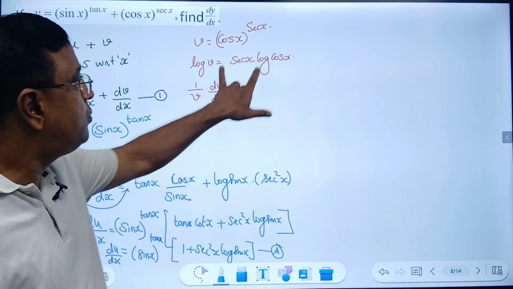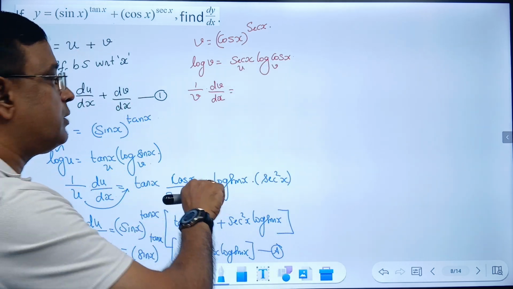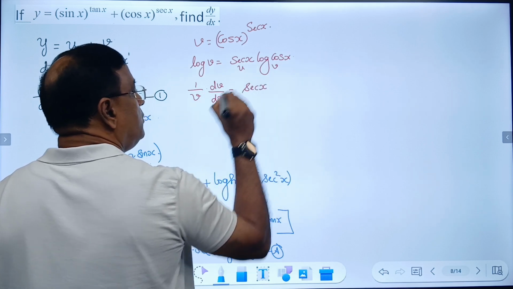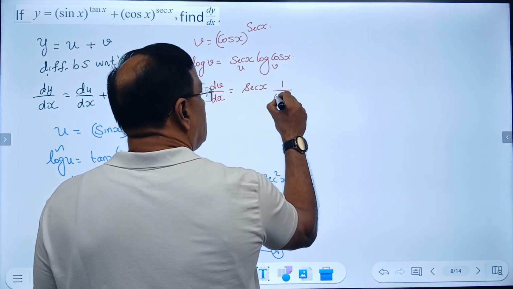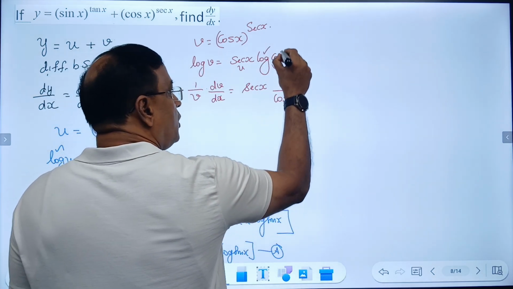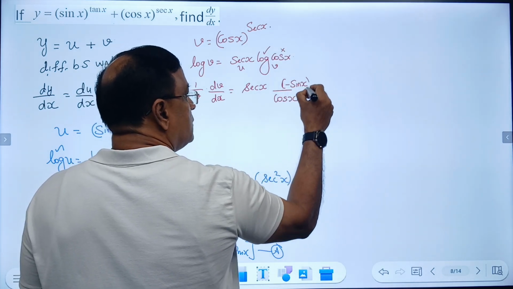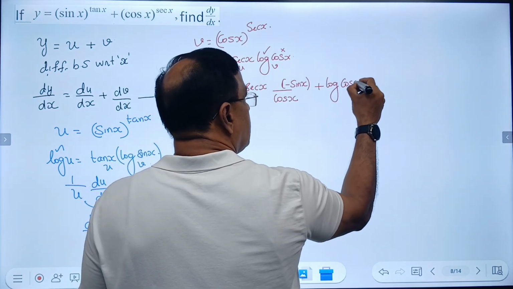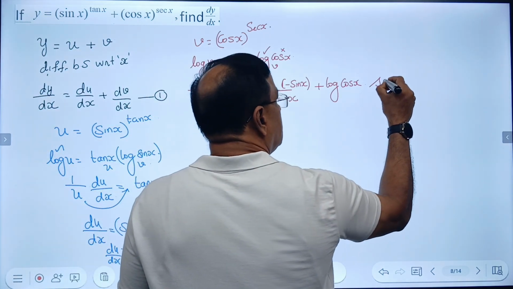equal to, now product rule. This is u and this is v. So how do I use the product rule? u into, what is differentiation of log cos x? Log cos x will be 1 by cos x. First I differentiate log, then differentiation of cos x will be minus sin x. I am using chain rule. Plus v. What is v? v is log cos x. And differentiation of secant x is what? Secant x into tan x.